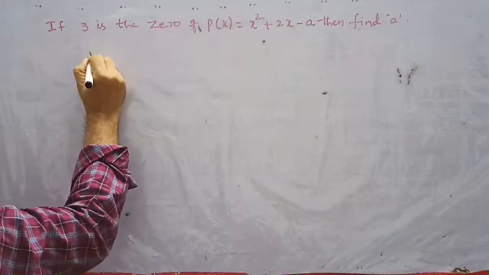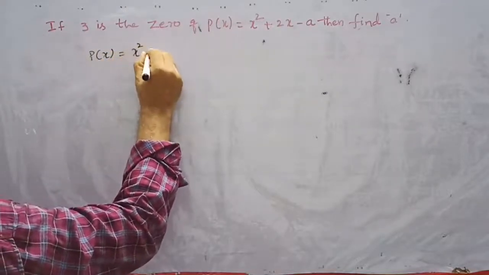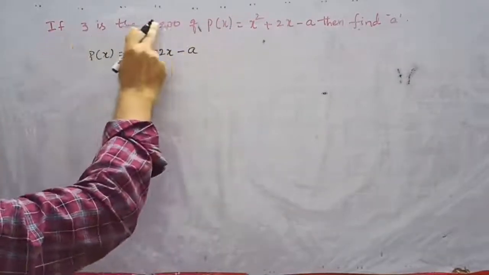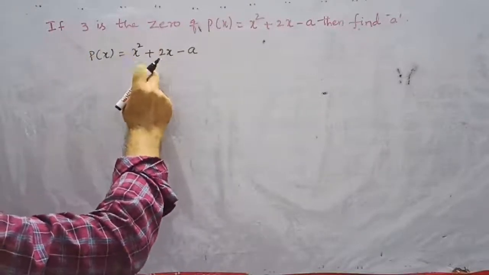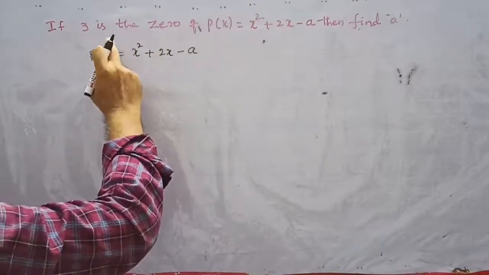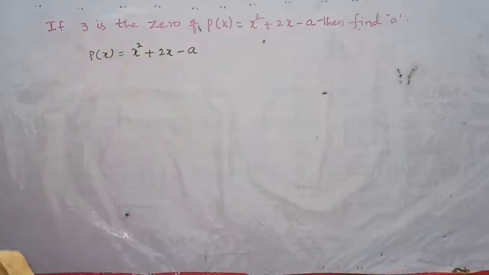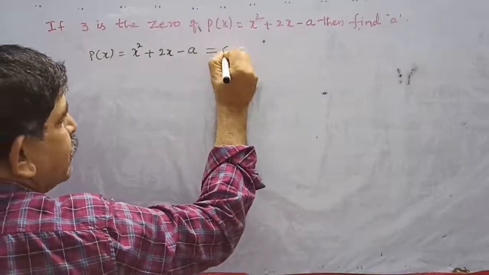P of x is equal to x square plus 2x minus a. Here 3 is the zero of the polynomial. That means 3 is the root of this polynomial. Now that means when we get the root, if it is exactly divisible by the given value, exactly divisible means its remainder should be 0.